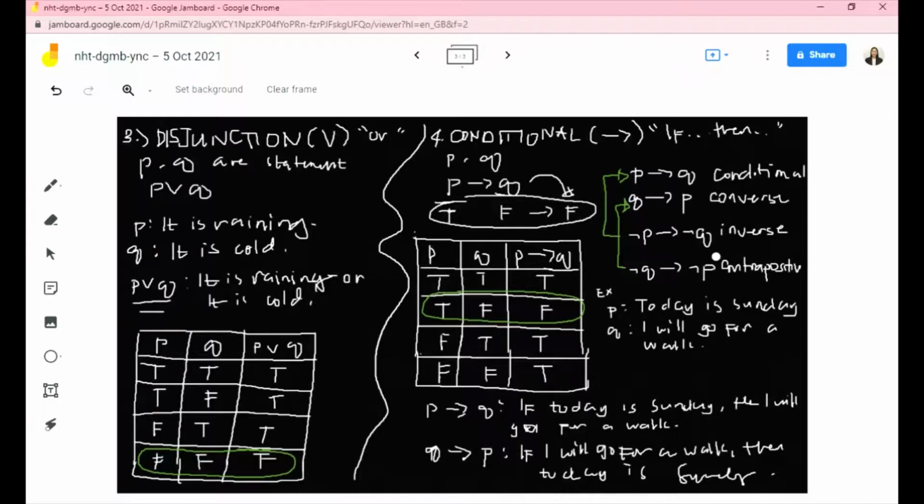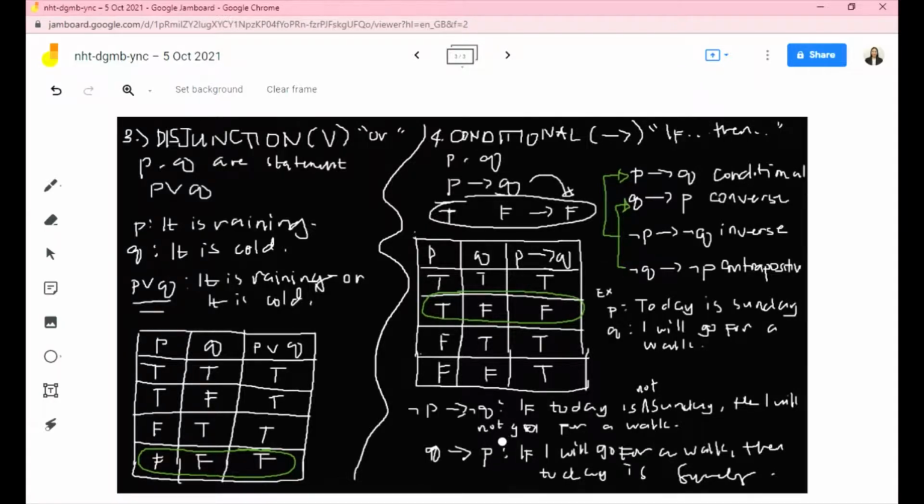Now let's have the inverse form. For the inverse form, or the negation of your conditional, I'll just dictate this, okay? If today is not Sunday, then I will not go for a walk. Okay? If today is not Sunday, then I will not go for a walk. That will be your inverse.